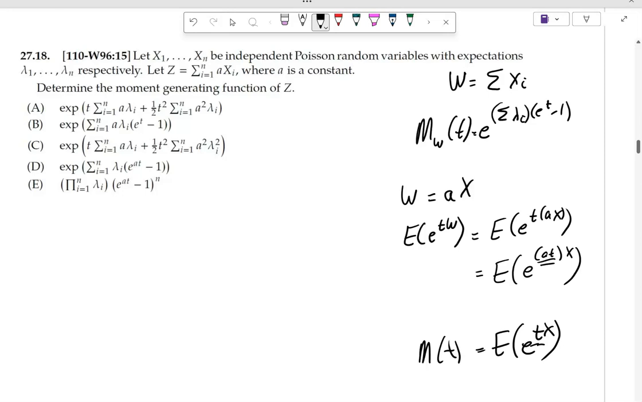By the way, it can't be these other ones. What do these look like? A and C. What does that look like the moment generating function for? They have a t and a t squared up in the exponent. That looks like a normal, right? Sum of Poissons isn't going to be normal. Sum of Poissons is Poisson. And again, when you have a constant times your random variable, you're going to take out the t and put in a t. Well, the t is on the e to the t here, right? So I would have e to the a t rather than just e to the t.